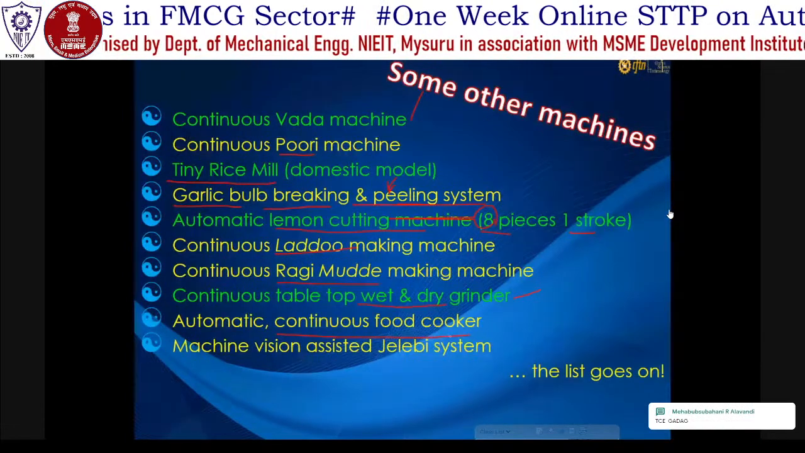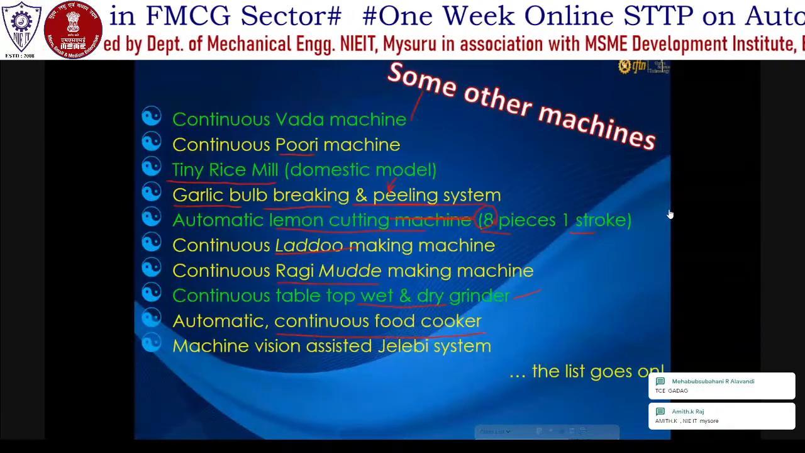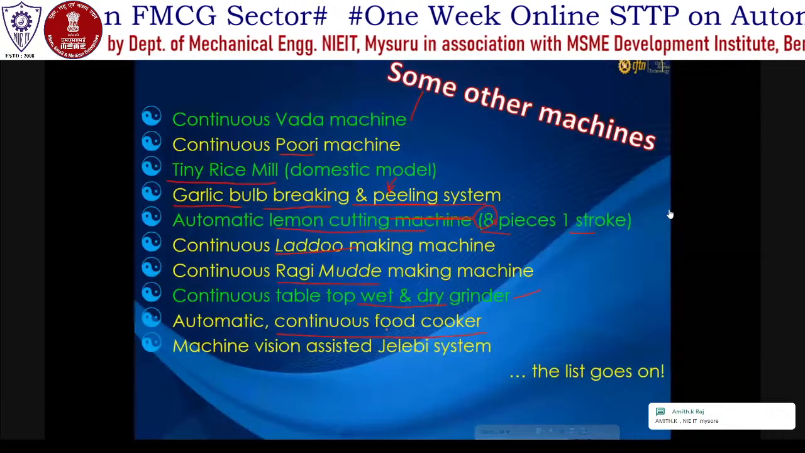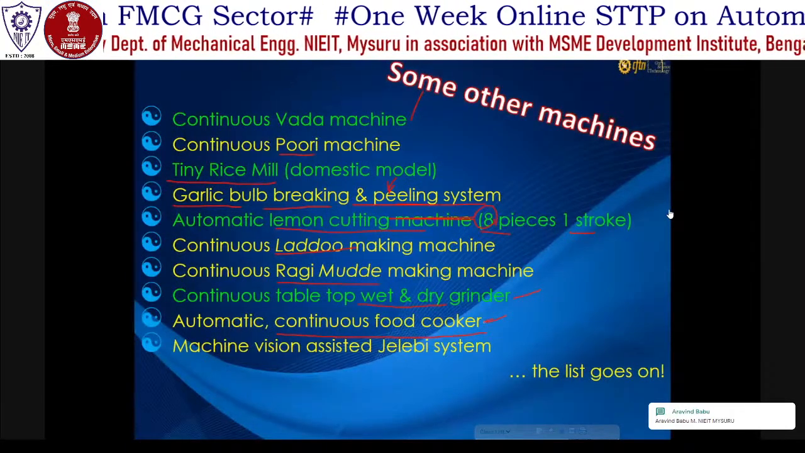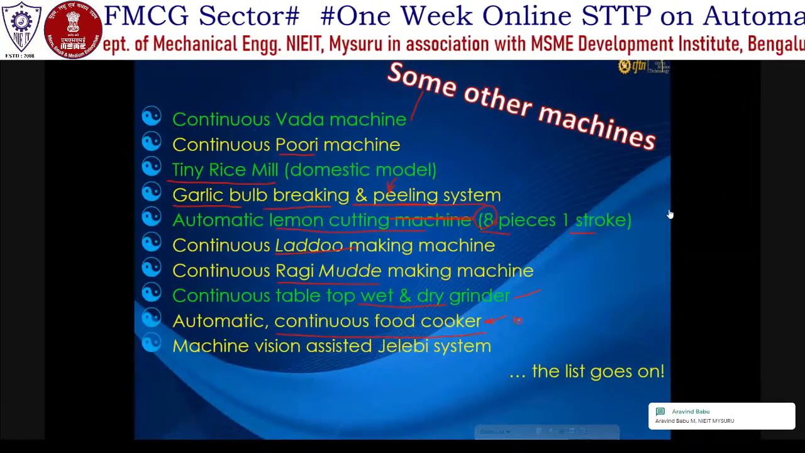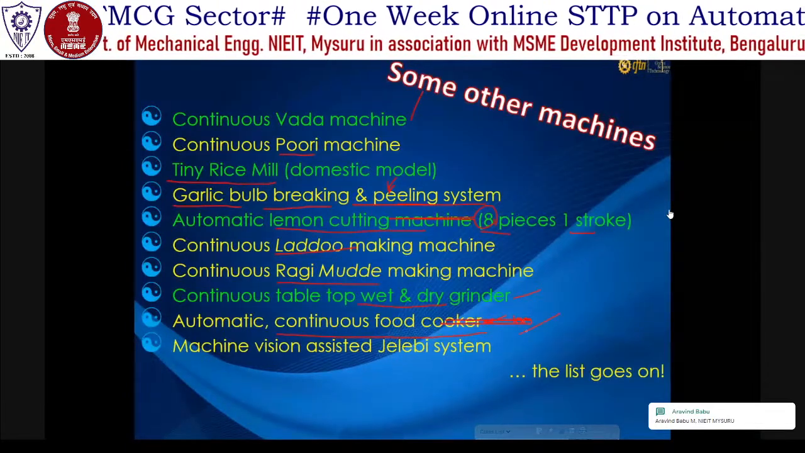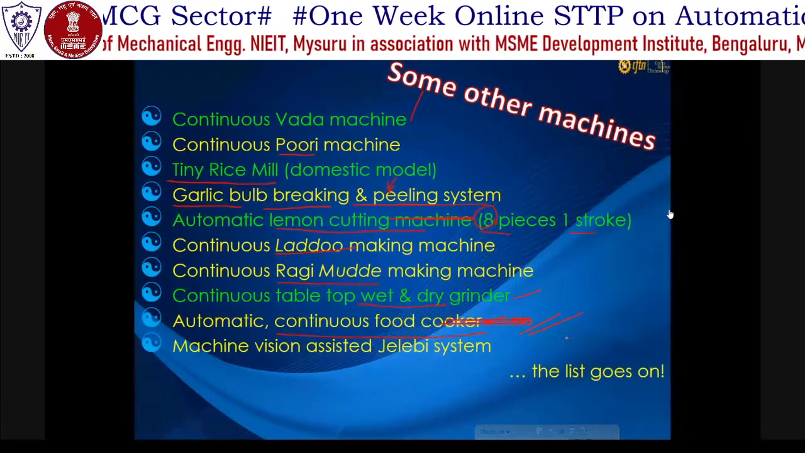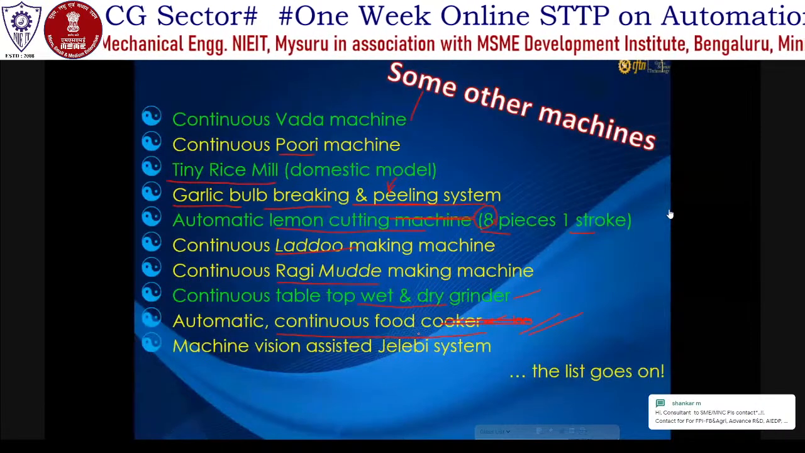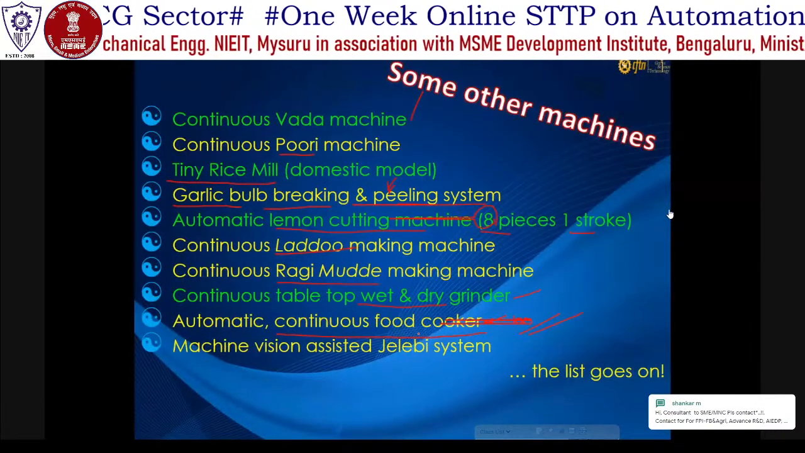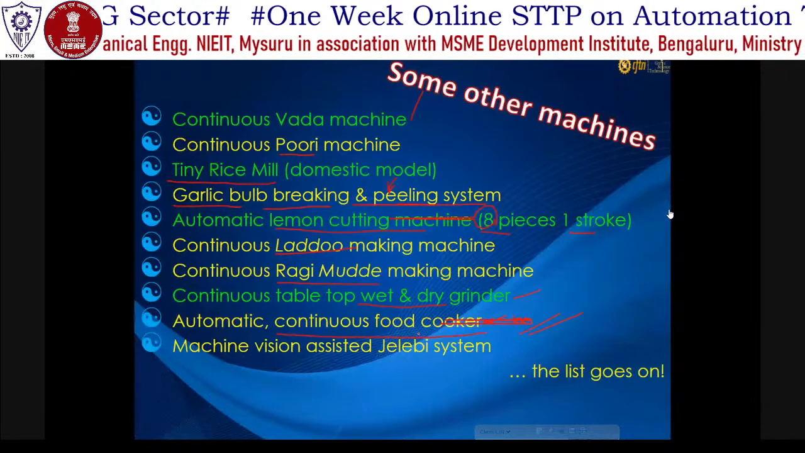Continuous cooker for rice. Okay, so it can give you about 100 kg of rice every hour, right? So you put rice at one end, it gets cooked, and cooked rice is discharged at the other end.